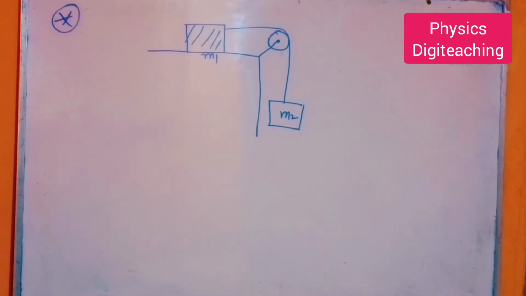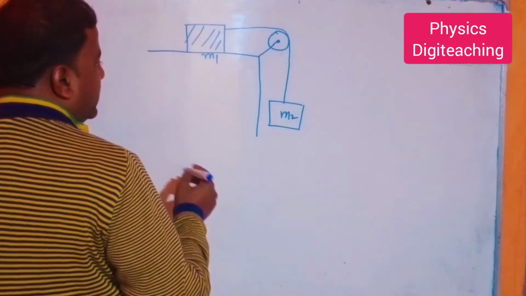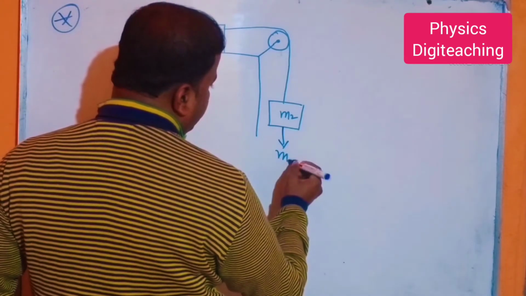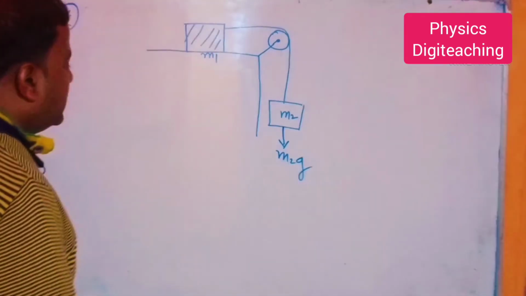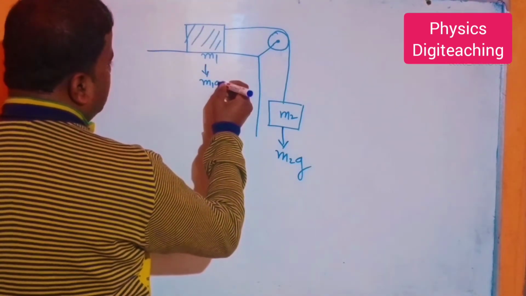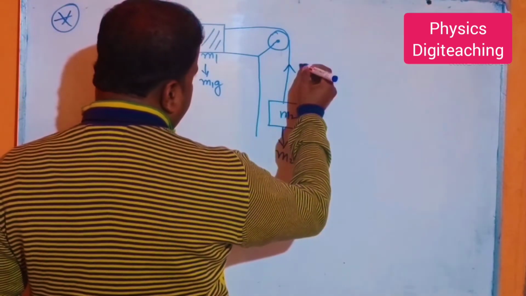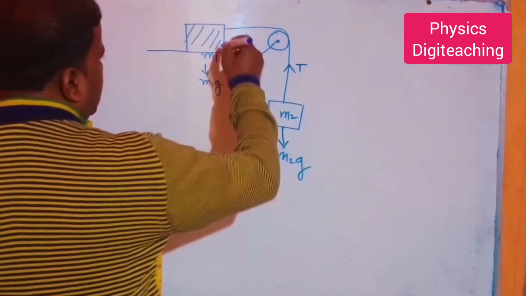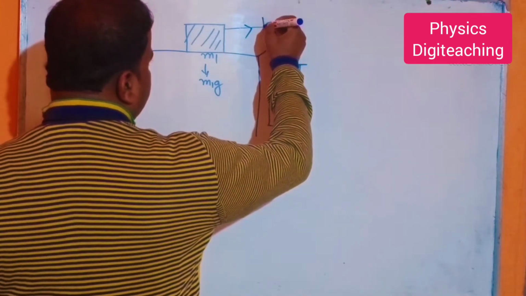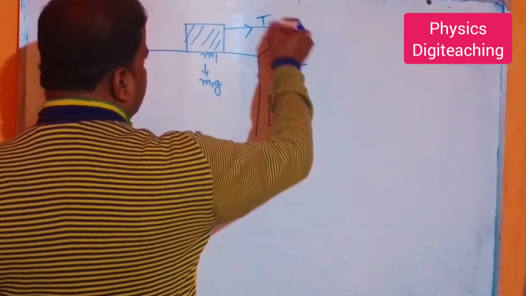Now we have to find out the acceleration of the system and also the tension of the rope. As before, we get here the weight m2g is downward, and here also the weight m1g is downward. The tension is T upward. Here also the tension T pulls the mass m1 along this direction. This is the single rope, therefore the tension is everywhere the same.